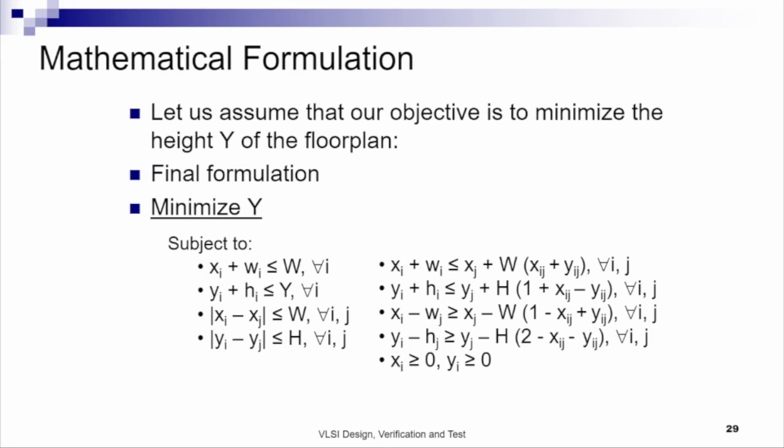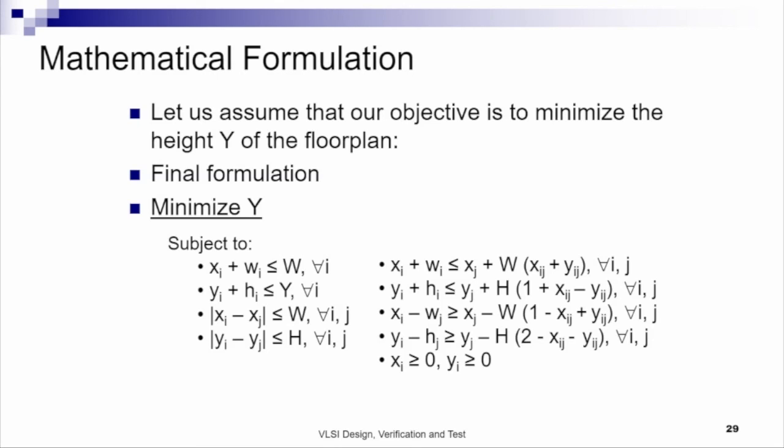Right? With this understanding, we come to the mathematical formulation of the ILP for floor planning. Let us assume that our objective is to minimize the height y of the floor plan. So what will be the final formulation then? We have to minimize y, the height of the floor plan, subject to xi plus wi less than or equal to capital W. So where can a block be placed farthest on the right of the chip? Such that xi plus wi, after the width, the block should be wholly placed within the area of the chip. And for that, xi plus wi less than or equal to capital W needs to be true.